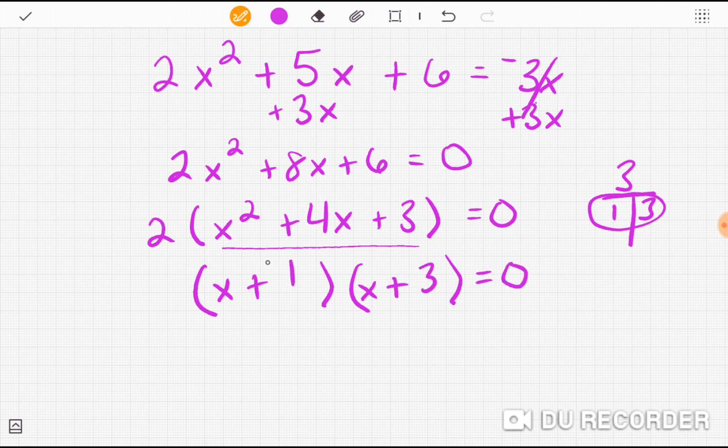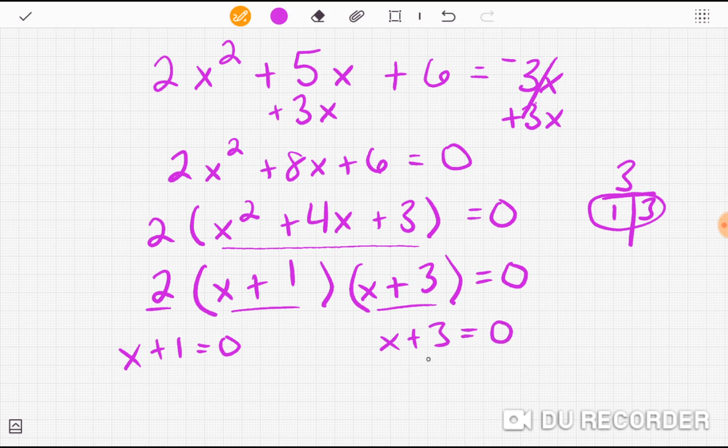And we bring everything else down. Don't forget about your equals 0. Don't forget about your 2. Now we have 3 things that we can set equal to 0. Now, obviously, this 2, if any of these equals 0 here, that's going to make it equal 0. So we don't really have to do anything with that. So we'll just have the x plus 1 equals 0, and the x plus 3 equals 0. Subtract the 3. Subtract the 1.